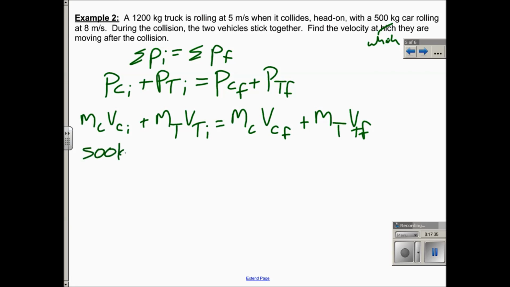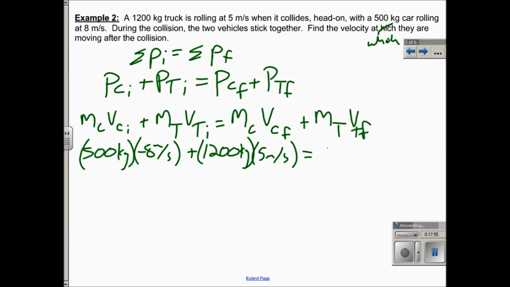So here we go. We've got our 500 kilograms for the car. Velocity of the car was, once again, negative 8 meters a second. Mass of the truck is 1,200 kilograms. Velocity of the truck is 5 meters a second. That's got to equal the mass of the car, 500 kilograms, times the final velocity, and the truck is 1,200 kilograms, times its final velocity.